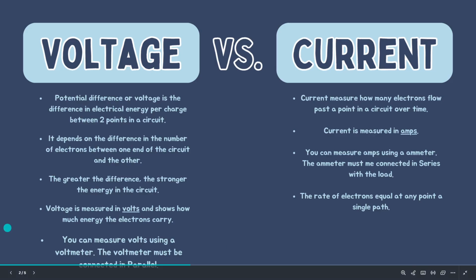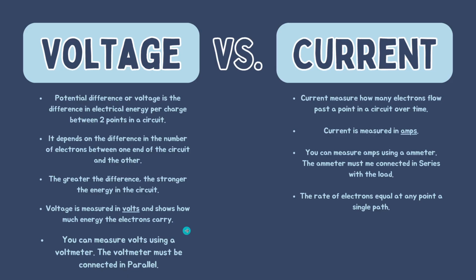Now let's break it down even further. Voltage, or potential difference, is a difference in electrical energy per charge between 2 points in a circuit. It depends on the difference in the number of electrons between one end of the circuit and the other. The greater the difference, the more energy is available in the circuit. Voltage is measured in volts and tells us how much energy each electron carries. To measure voltage, we use a voltmeter, which must be connected in parallel to the circuit, which we'll get to later on in the video.